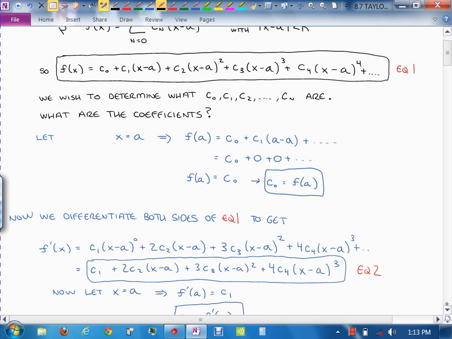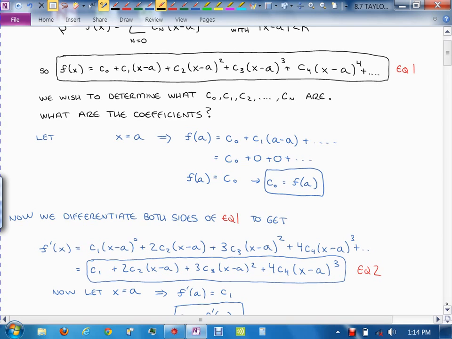With respect to x? 1. So the derivative of x minus a is 1 times c sub 1, which gives us c sub 1, right? I did the power rule here. I brought the 1 down and subtracted. You don't really need that. What about this next one? What's the derivative of this?